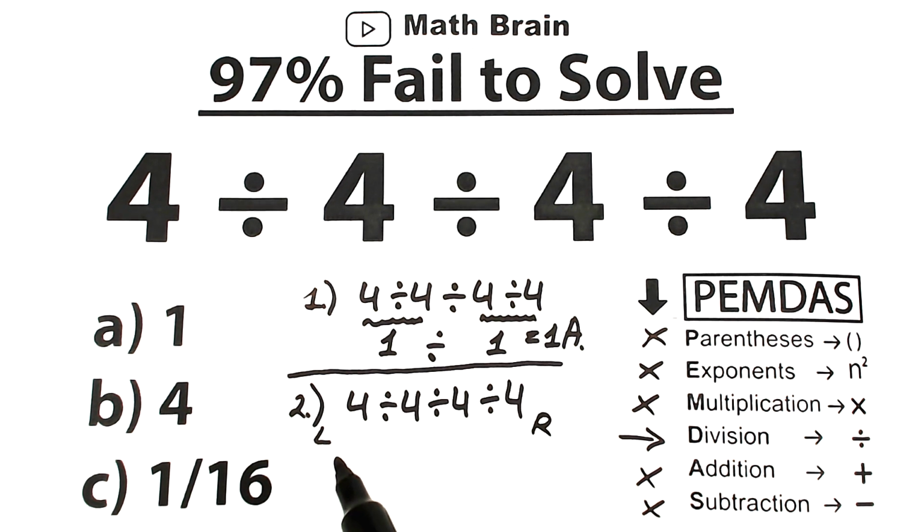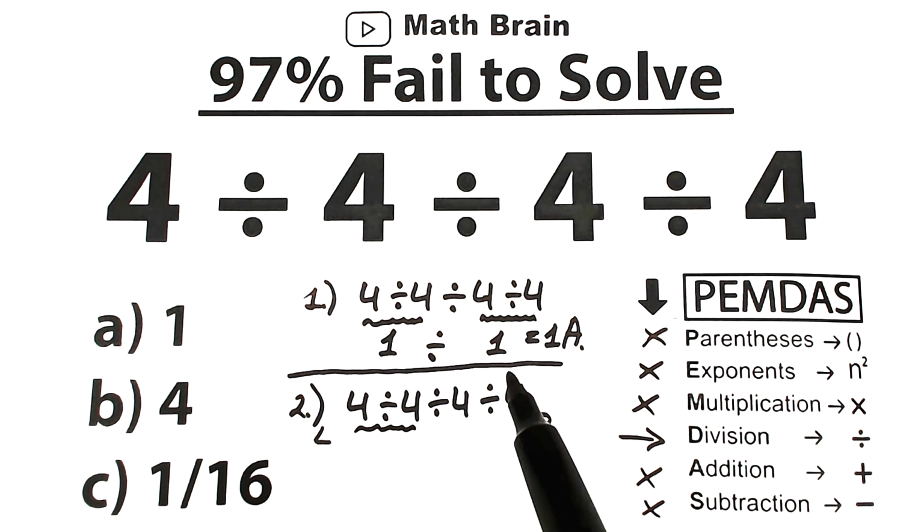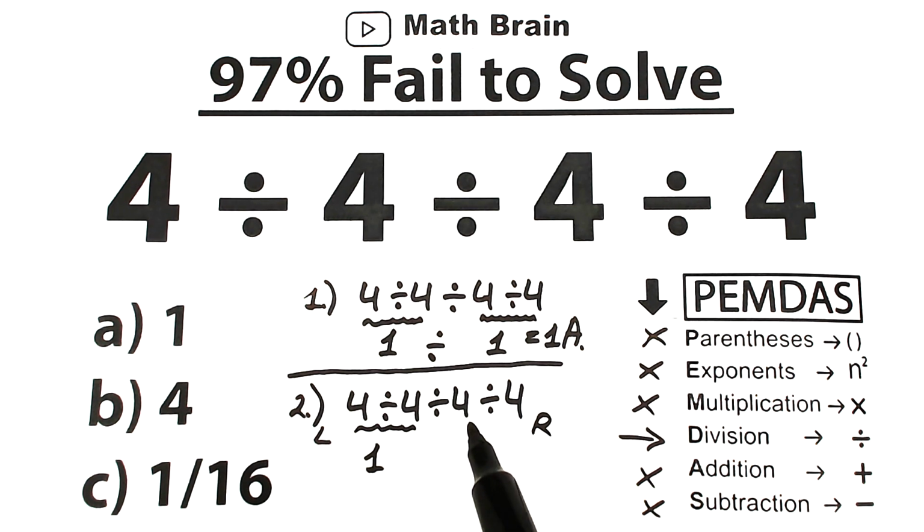Of course, right here on the left-hand side, the first sign from left to right is this division. So 4 divided by 4, this is our first step, equals 1. Okay, so 4 divided by 4 equals 1. And right now we don't want to divide on the right-hand side.